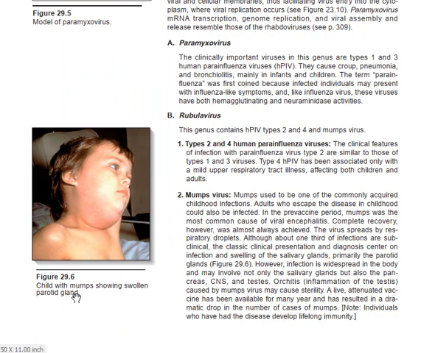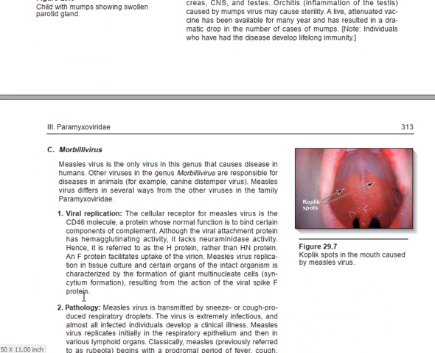Now this is the case of mumps. Mumps is going to result in swelling of different parts of the body, and mumps is going to cause bilateral swelling more than unilateral swelling. Is it clear? And patients having mumps are also going to have orchitis. So here is a case of mumps showing parotid gland swelling. Generally with mumps you have bilateral swelling of the different parts.